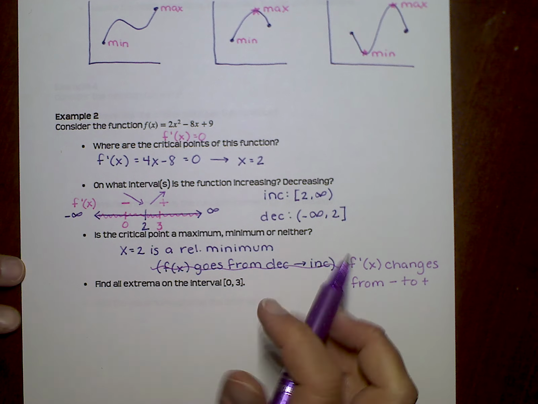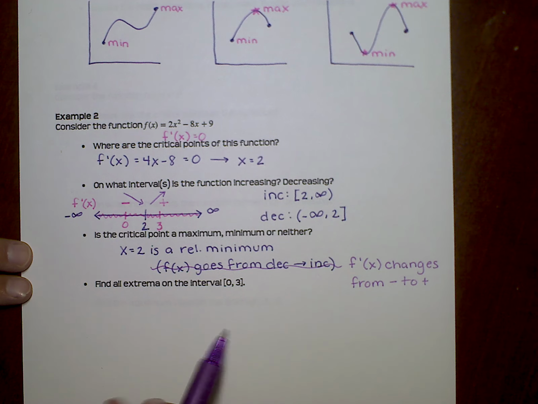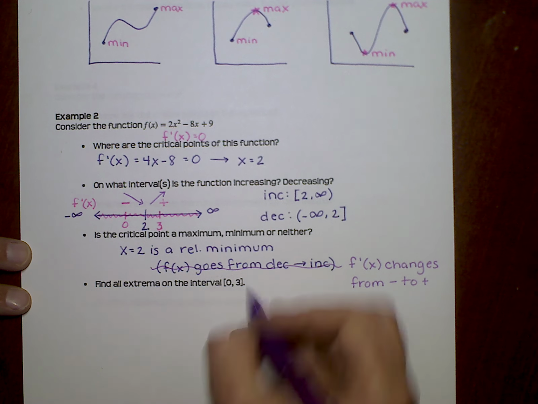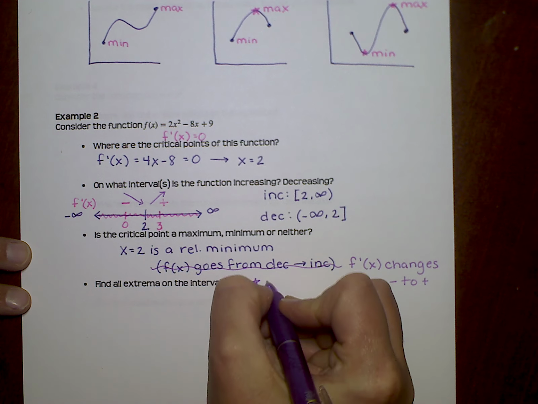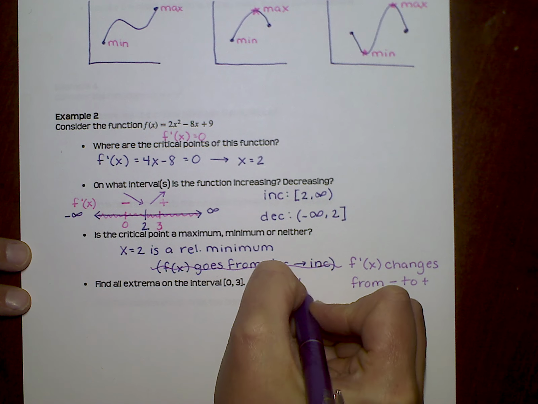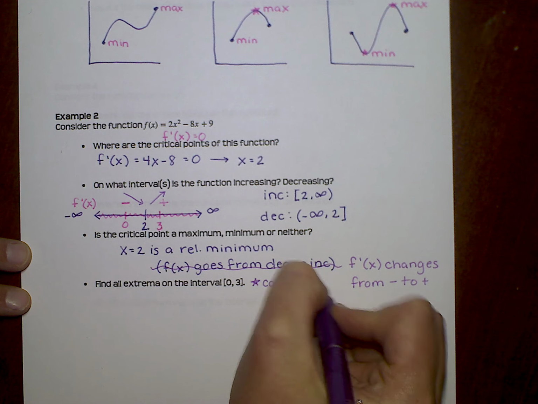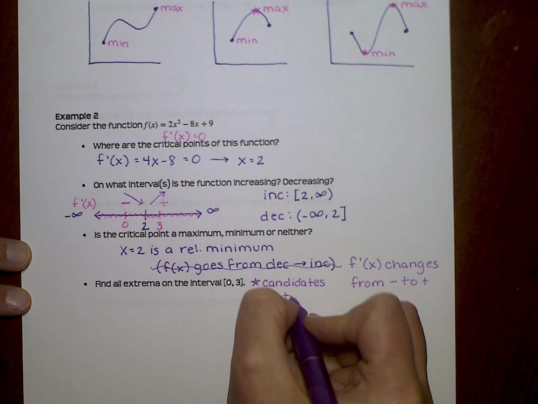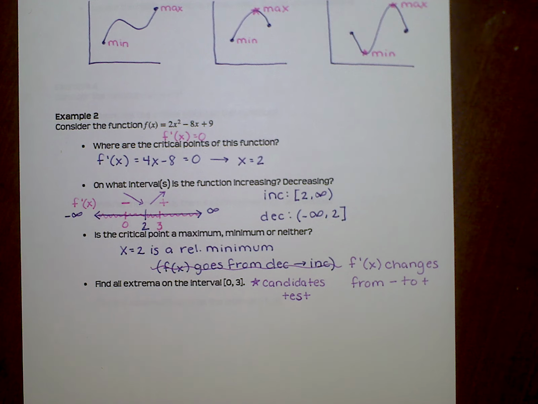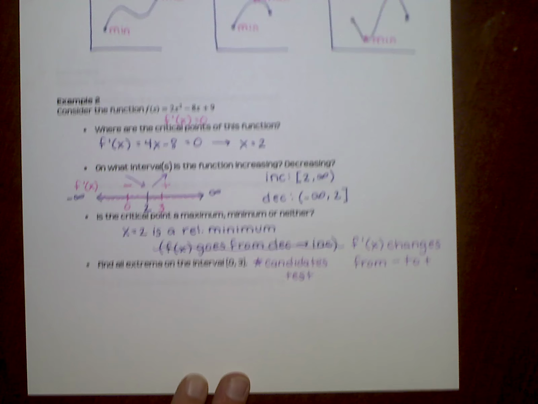Okay, one last question here. Find all extrema, so that means maximums and minimums, on this interval. And this is where the EVT is going to come in, the extreme value theorem. I'm also going to put another note here that this is what's sometimes referred to as the candidates test. I don't use that term a lot just because I don't think I learned it when I first learned calculus, but you're going to see it on answer keys and scoring guides and things like that. So I just want to make sure you're familiar with what that means.